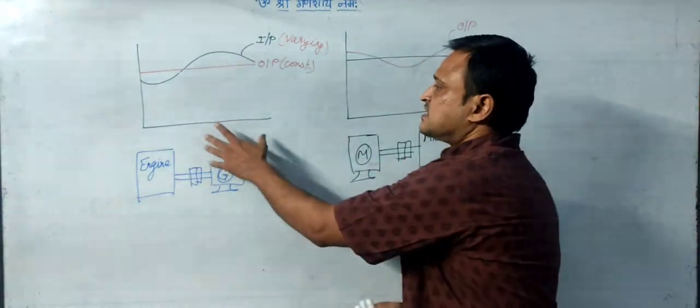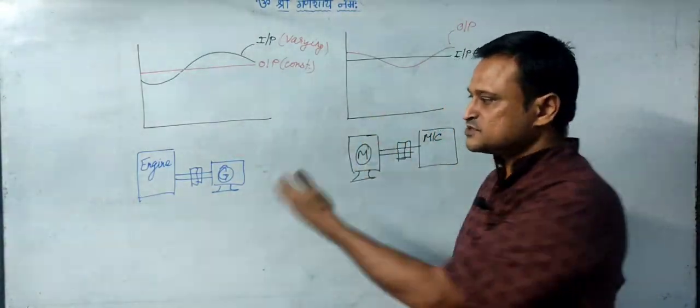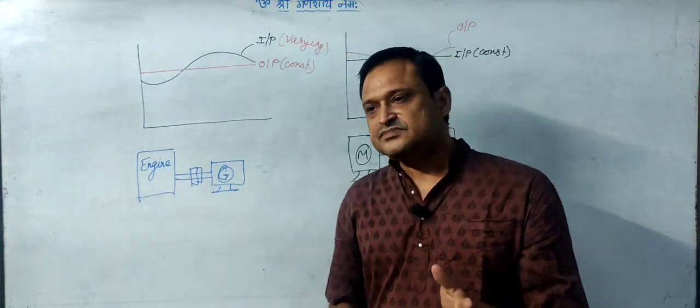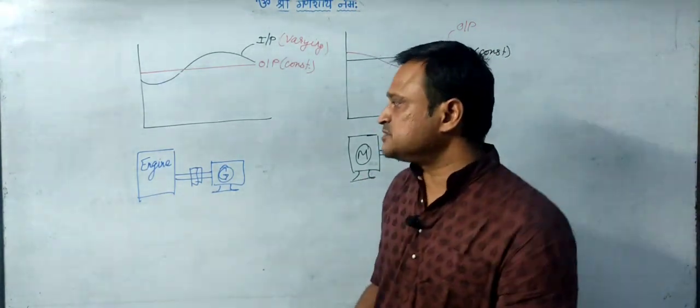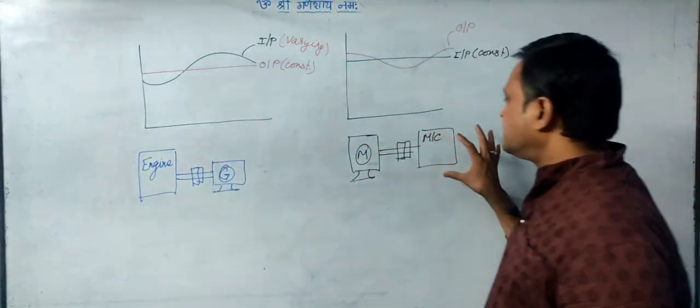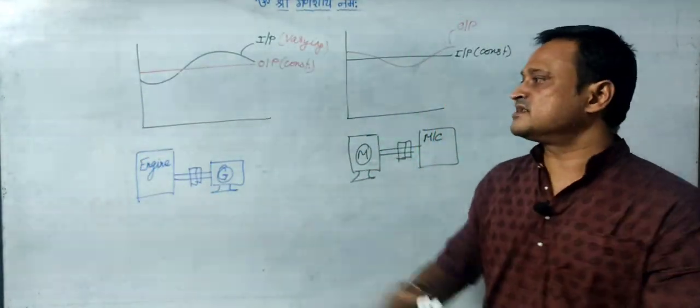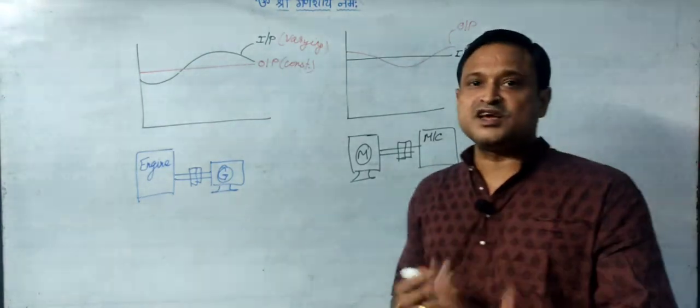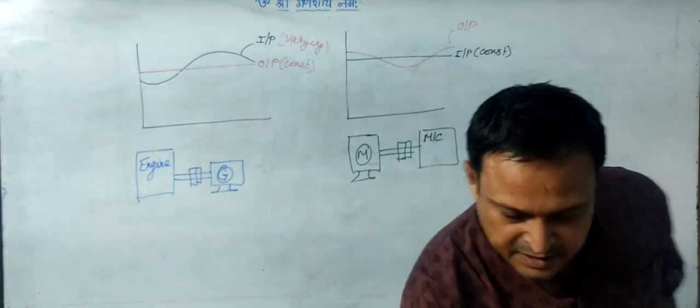So these are the two cases, and the first one which we have discussed is where the input is varying as well as the output is varying. That means maybe I am running a machine with the help of an engine where the input is also fluctuating and the output is also fluctuating.